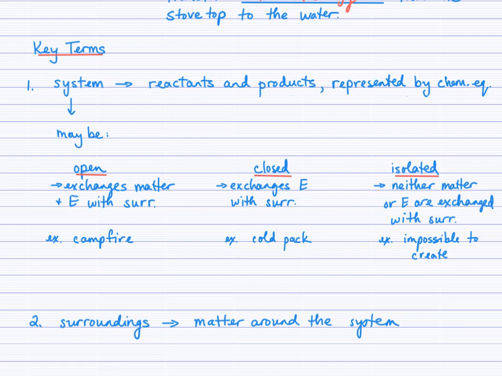I've mentioned the surroundings here. What do I mean by the surroundings? Just any matter that is around the system. So in the campfire example, it would be the air around and the person standing there, or the marshmallow that you've got on a stick over the campfire. In the cold pack example, the air immediately surrounding the cold pack, your hand if you're holding that cold pack, your knee if that's the injured joint and that's where you're resting the cold pack. Those are examples of the surroundings.